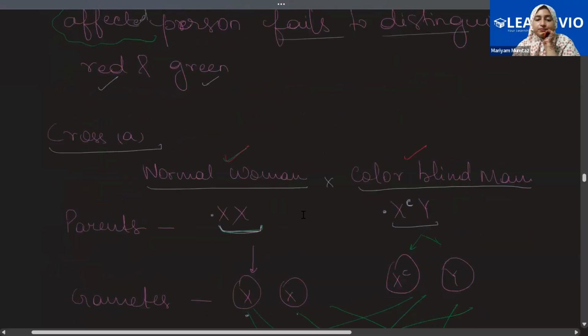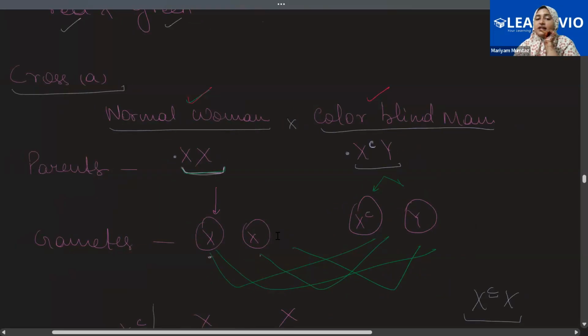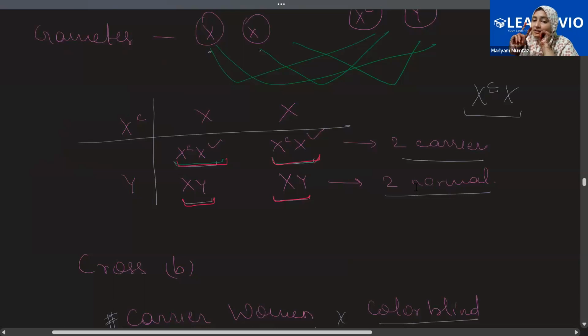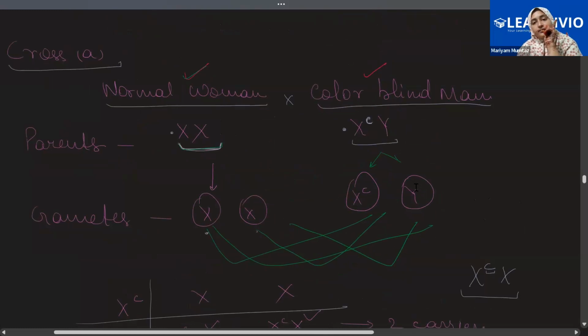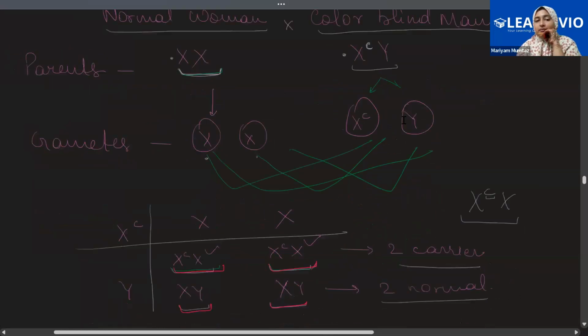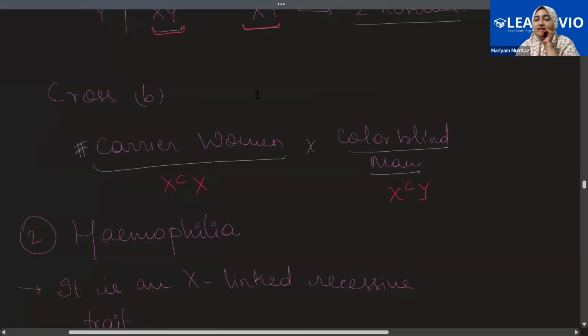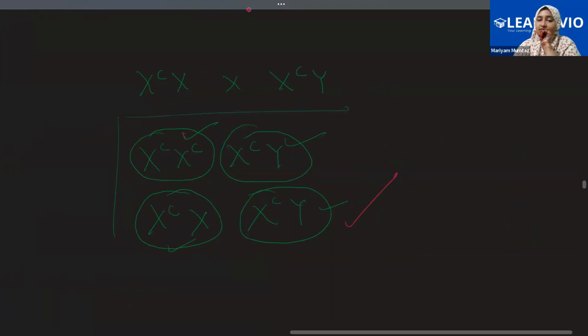Now let us see the possibilities and how the inheritance of color blindness can take place. The first condition is when a woman is normal and the male is colorblind. In that case, from the gametes you would find two daughters that are carriers of this disease, and two sons that are normal. The second case is when a carrier woman, a woman that has the gene for color blindness, marries a colorblind man. In this case there will be one affected female, two affected males, and one carrier female.